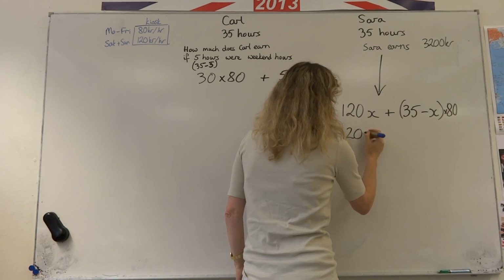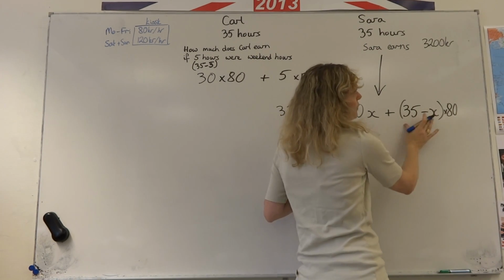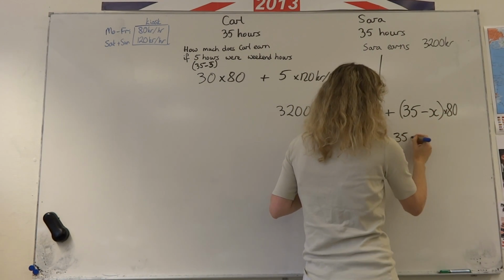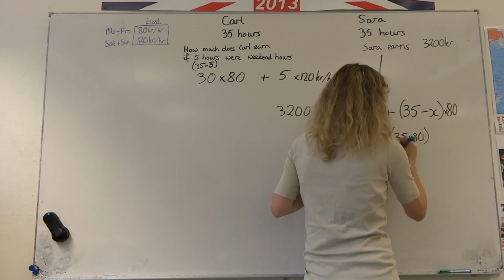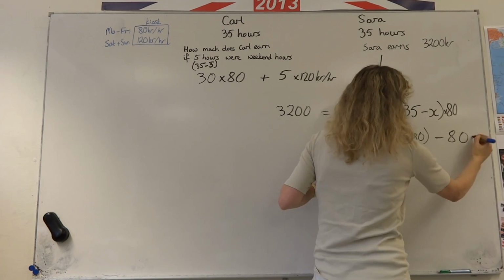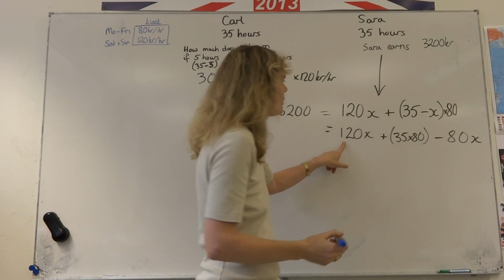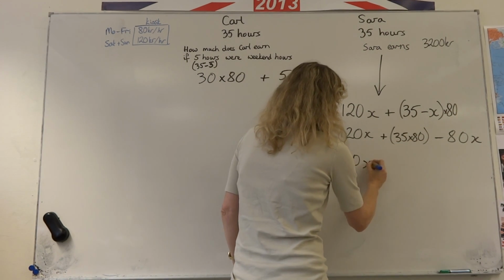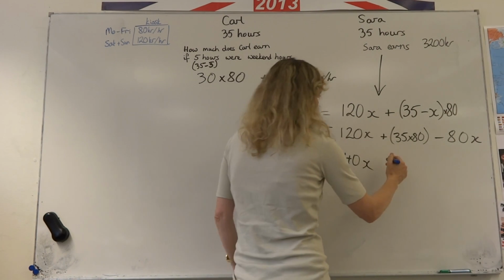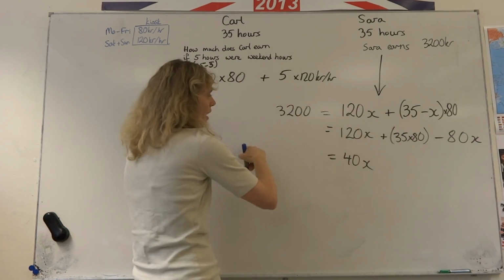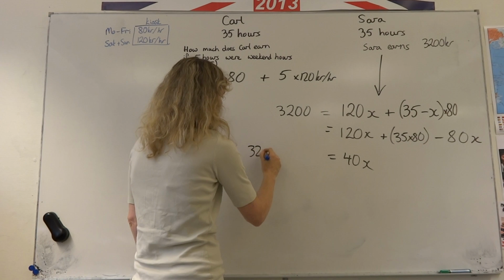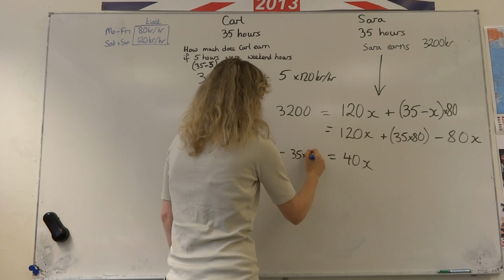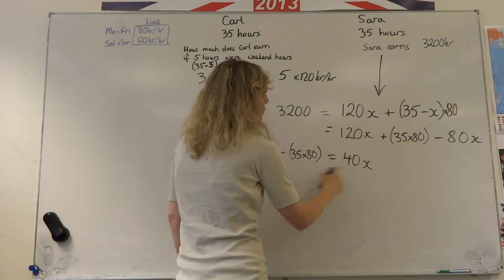120x stays the same. We don't do anything with that. Now we have to multiply the bracket. So we get 35 times 80 minus 80x. 120x minus 80x is 40x. And 35 times 80 moves over to the other side. So we get 3,200 minus 35 times 80 equals 40x.